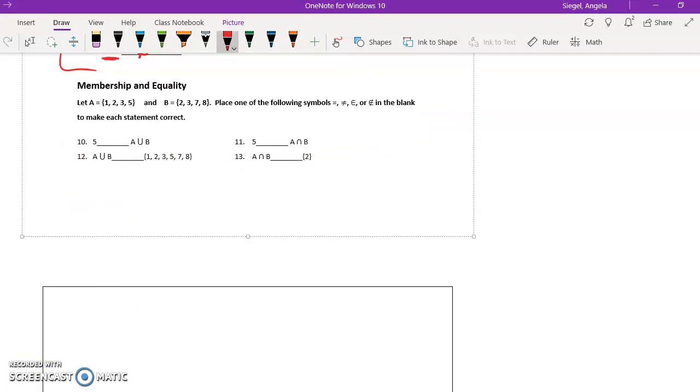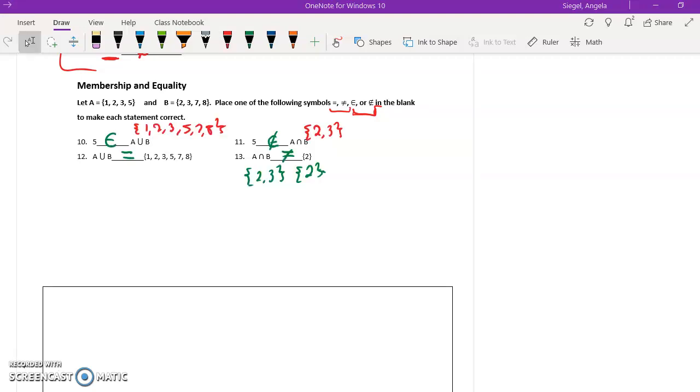Okay, so I want you to look at this. This is kind of another concept that makes you think. So we're going to determine whether they're equal, not equal, or is an element or not an element of. So go ahead and see what you can do, and we'll go into each of these. Okay, so the first thing that I did is I wanted to see what that set looked like in roster form.